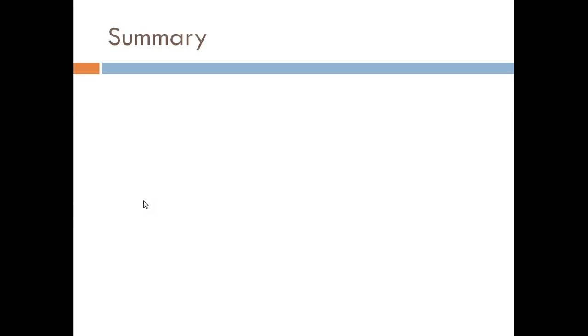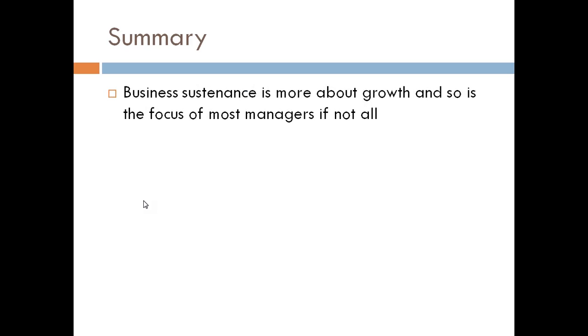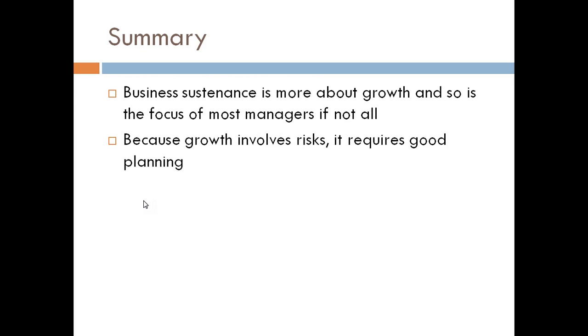So we will summarize this whole concept for today. And in summary, we are saying that business sustenance is more about growth. It is more about expansion. And so it has become the focus of most managers, if not all. Business growth involves risk, and because it involves risk, it requires good planning before you enter into the turf to play it.